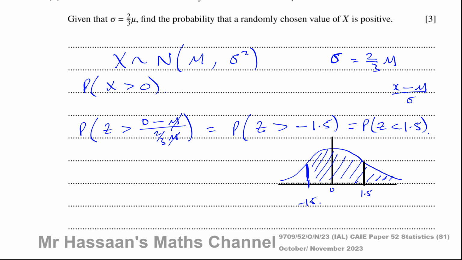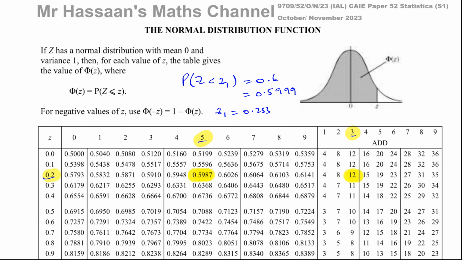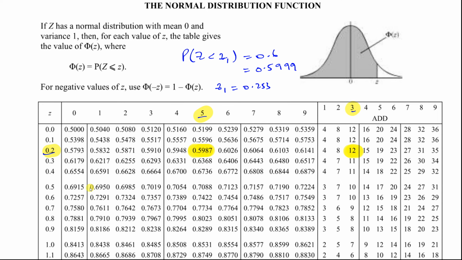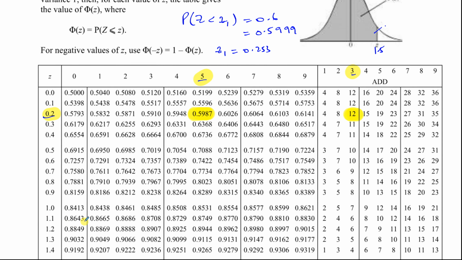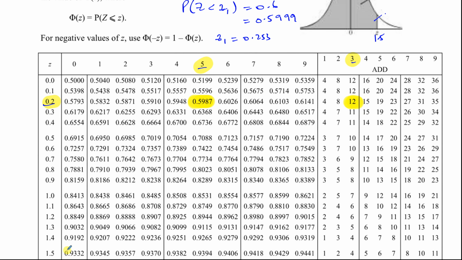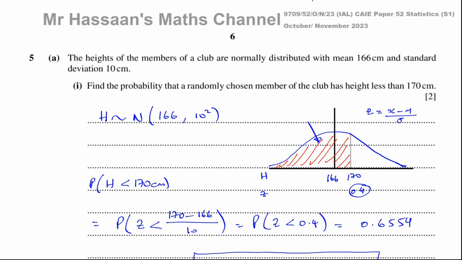Okay, so if I go back to the table of values, I can look for Z being 1.5. Right, so I'm looking for basically this area over here. So I go down to 1.5, and I see over here 1.50, so it's going to be 0.9332. So that's going to be the answer there, 0.9332.